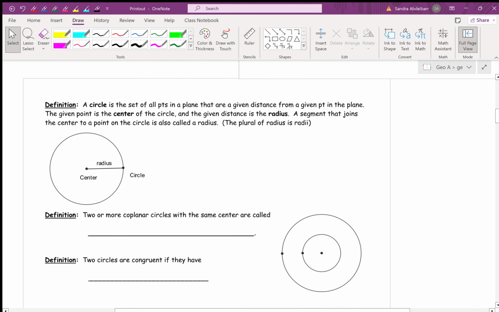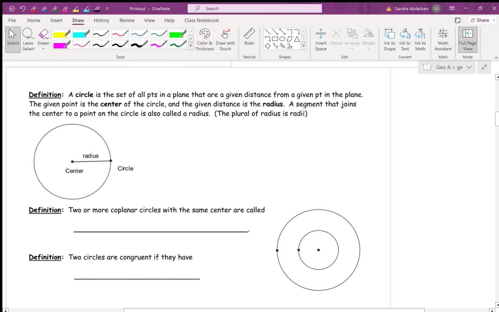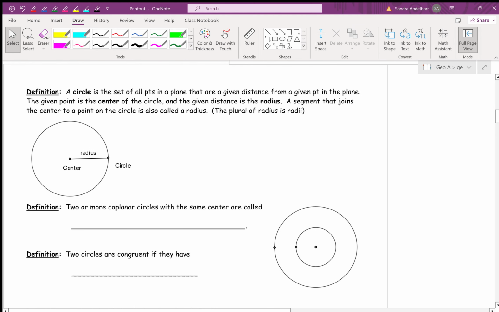All right. So we know by definition a circle is a set of all points in a plane that are a given distance from a given point in the plane. The given point is the center of the circle and the given distance is the radius. A segment that joins the center to a point on the circle is also called a radius. The plural of radius is radii, which we all know. All right, some more definitions. Two or more coplanar circles with the same center are called concentric circles.